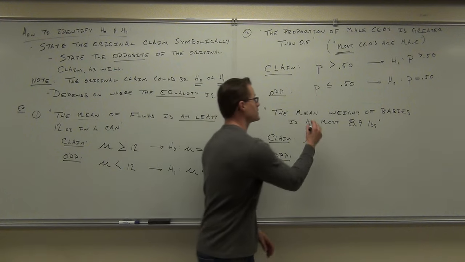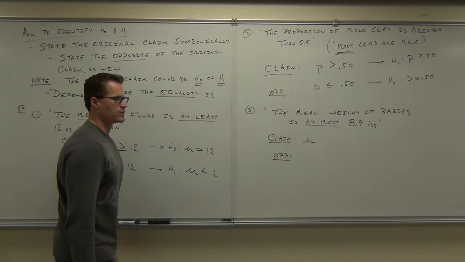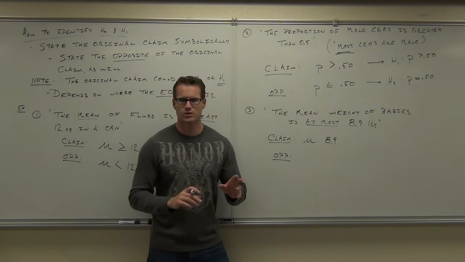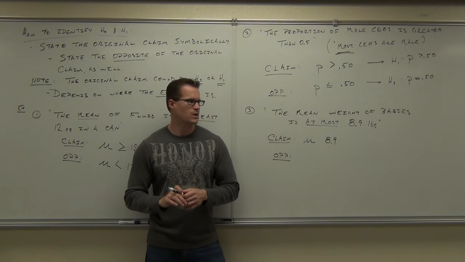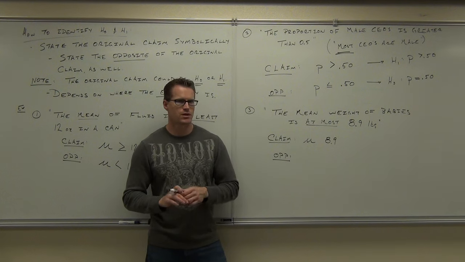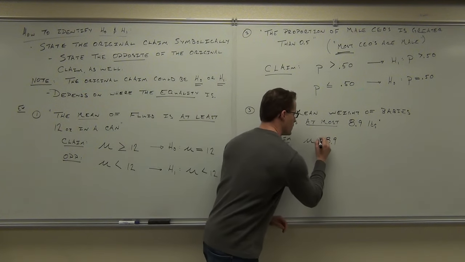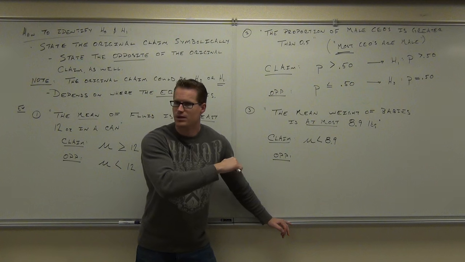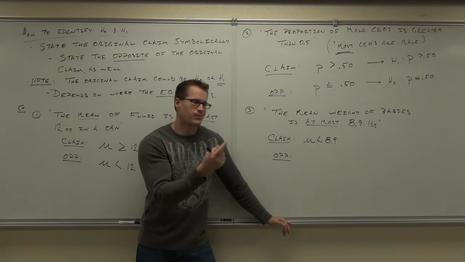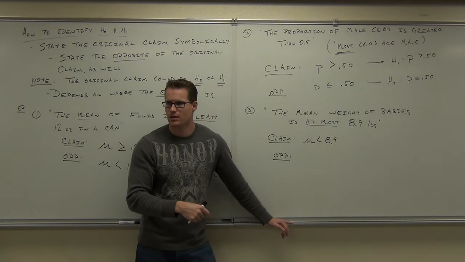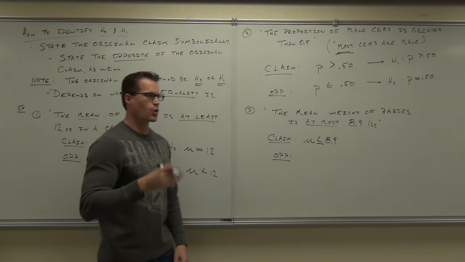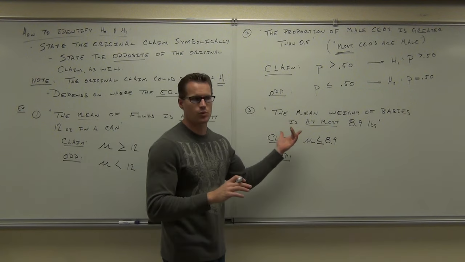Now, the mean weight of babies is at most 8.9 pounds. So I know I'm going to have a mean. I know I'm going to have 8.9. You just need to know whether it's equal to, greater than or equal to, less than or equal to, greater than or less than. What is it? At most 8.9 pounds. The mean could be less than 8.9, right? Now, does it include equals or not? That's the key. If you have at most $9, you could have $9 and be okay, right? If you have at most 8.9 pounds, it could be equal to. At most includes that equality. That's important because that dictates what your H sub 0 is and what your H sub 1 is. This is one of the most important steps you can do.